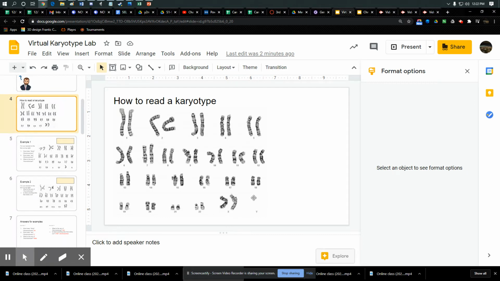And then you have sex chromosomes. And so you have two sex chromosomes. You're either going to have XX, that makes you a girl, or you're going to have XY, that makes you a guy. Okay. So XY or XX.